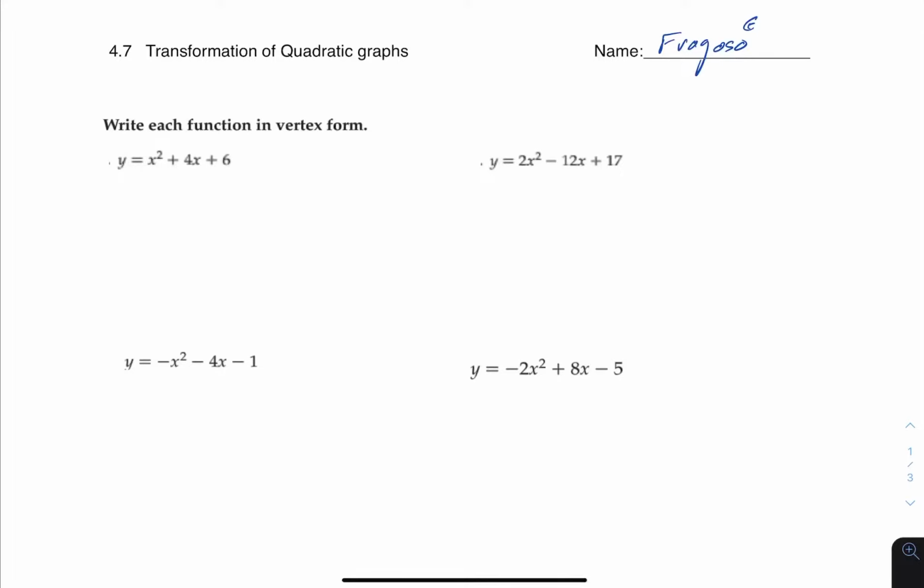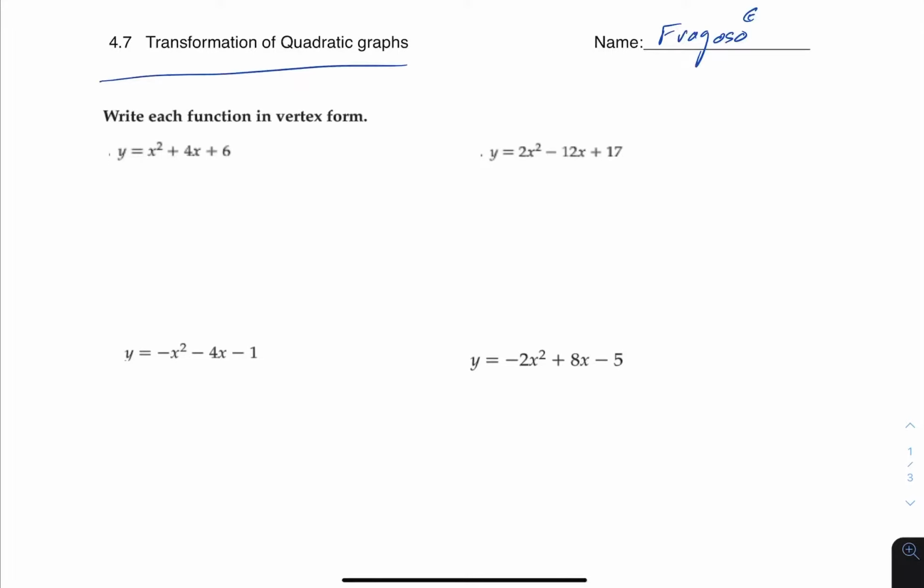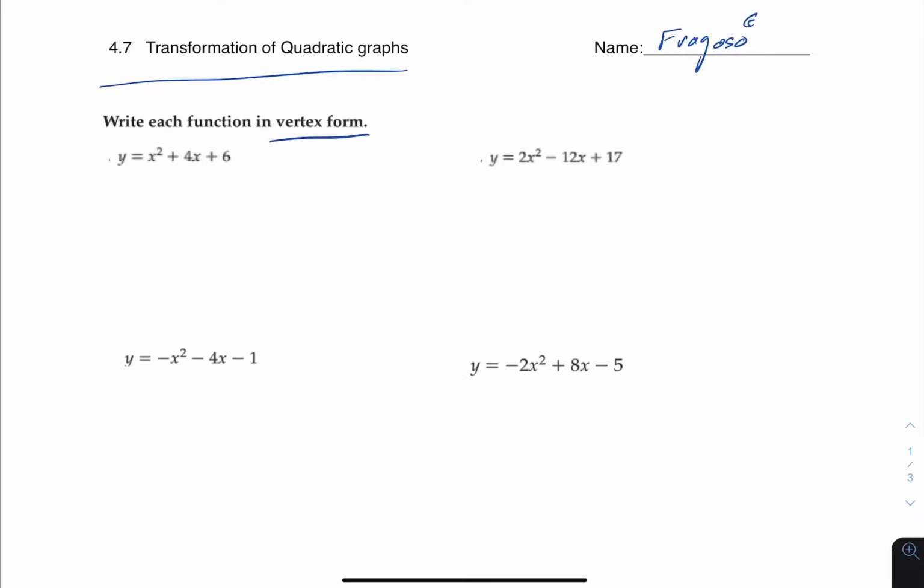4.7 transformation of quadratic graphs. So let's go through this worksheet. We want to put it in vertex form, which is y equals a(x minus h) squared plus k. Remember, when you do this, your vertex is (h, k).